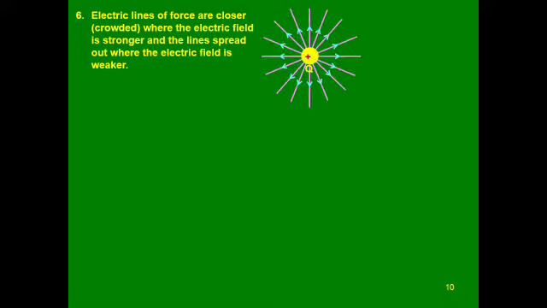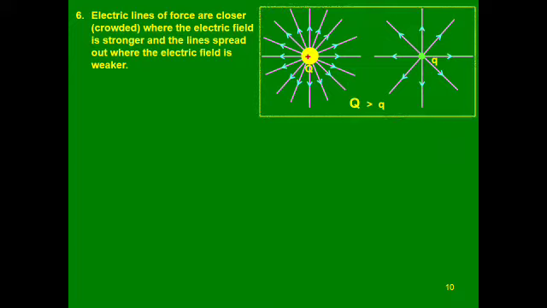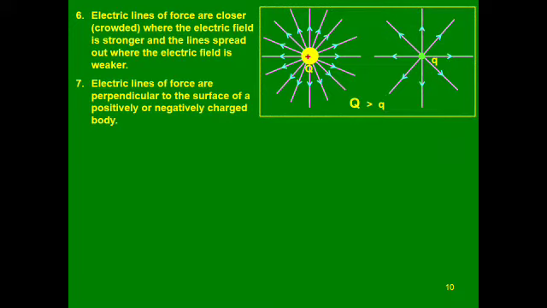You can see this plus Q, the Q is greater, so the electric field lines are strong, and here plus q is also a plus charge. The small q is a smaller charge, so the field lines are far away. It's a weaker one. Capital Q is greater than small q. Electric lines of force are perpendicular to the surface of positively or negatively charged body. In the positively charged body, they are emanating out, and in the negatively charged body, they are going inward.